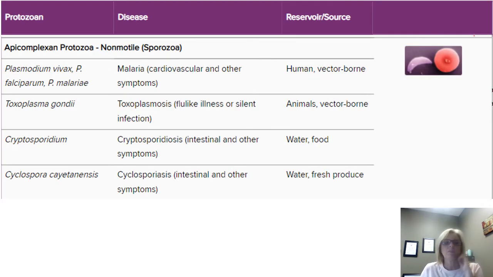Here's some more here. We've got Plasmodium species. We've got vivax and falciparum. These cause malaria. Toxoplasmosis is caused by Toxoplasma gondii. We'll get into more details about all of these. Cryptosporidiosis is going to cause intestinal symptoms, and cyclosporiasis is also going to be intestinal.